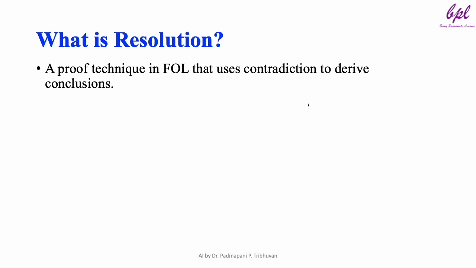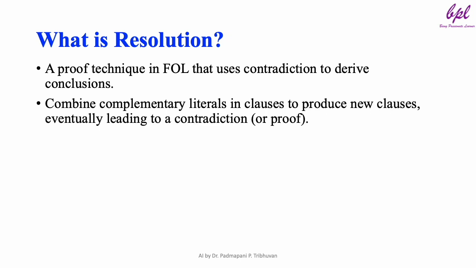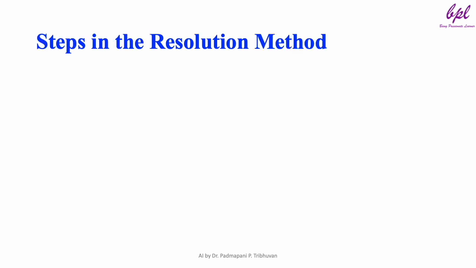Resolution works by combining complementary literals such as A and not A from two different clauses. This process produces a new clause, simplifying the knowledge base step by step. By repeating this process, we eventually derive a contradiction if the negation of the query is false. Resolution is central to AI reasoning because it's a sound and complete method. If a conclusion can logically follow from a set of premises, resolution will find it.